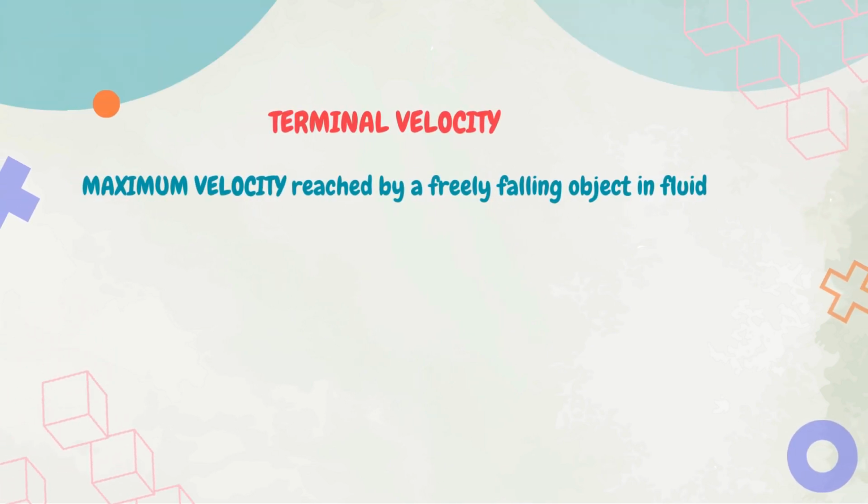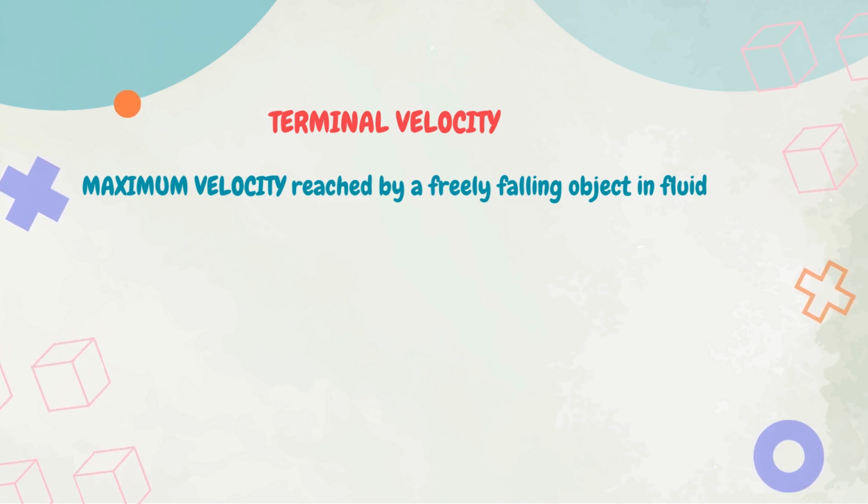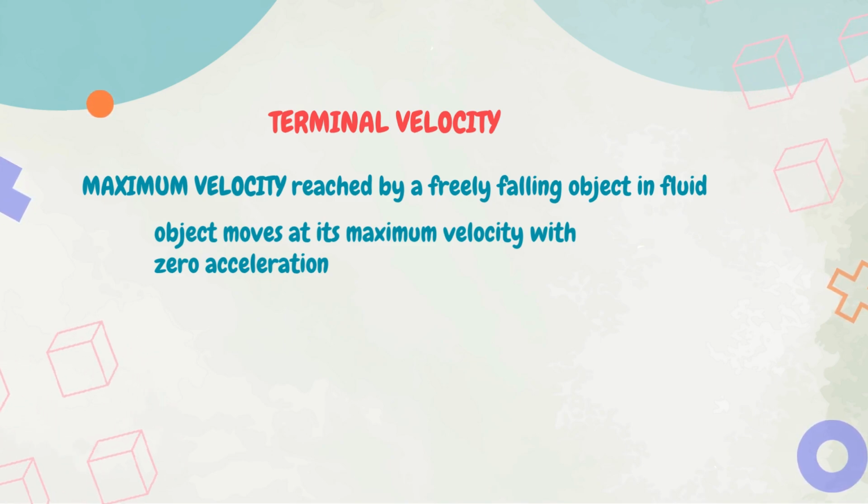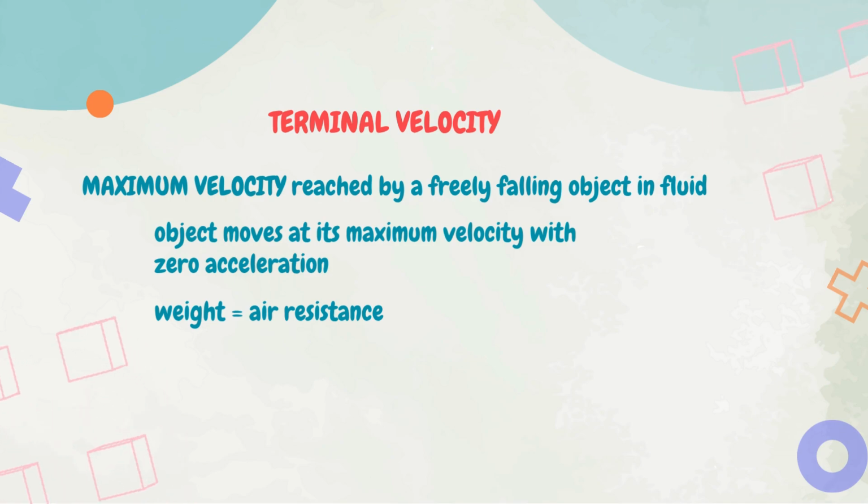To recap, terminal velocity is the maximum velocity reached by a freely falling object in a fluid. During terminal velocity, the object moves at its maximum velocity with zero acceleration. The weight of the object is equal to the air resistance. Now that you know how terminal velocity works, in the next video, we'll explore the free falling objects.